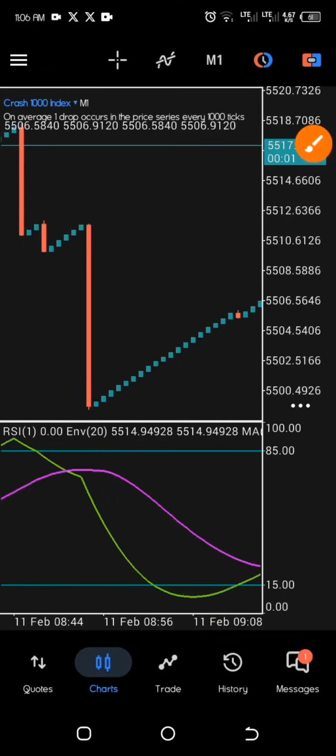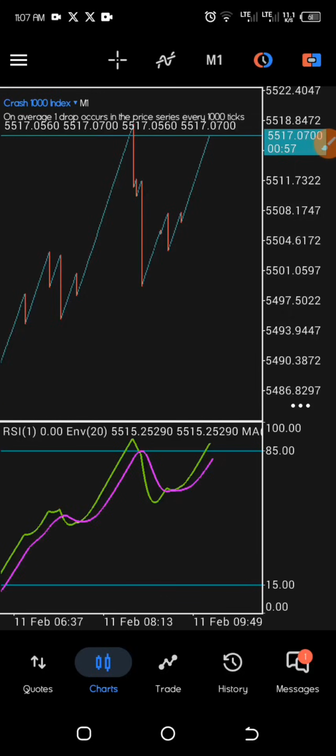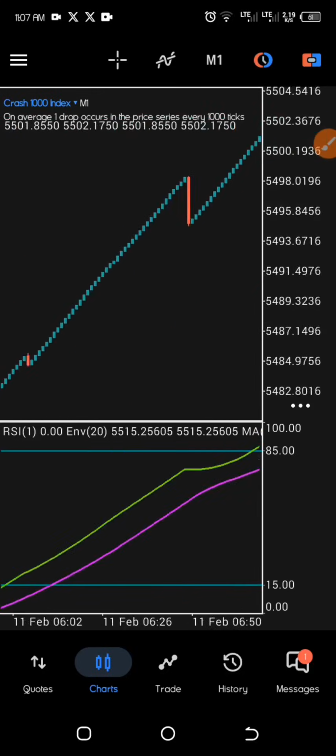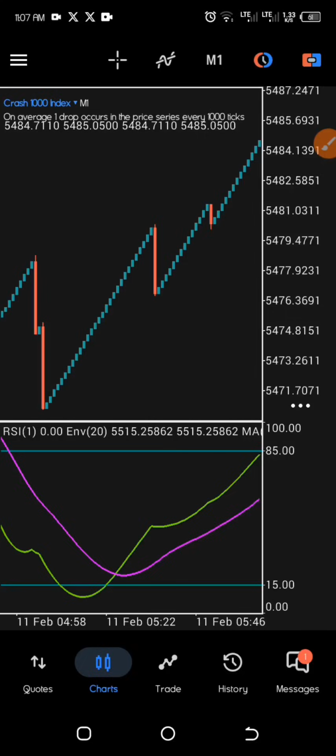Keep that in mind, you always want to see a spike in the market. Now for the zoom level, when you zoom out completely, zoom in twice, and that is the zoom level for the strategy. Now I'm going to show you another trading setup here on Crash 1000 before I jump into the Boom index.